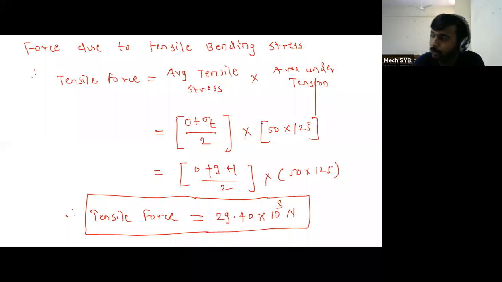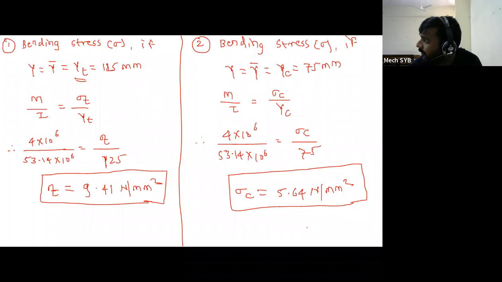Okay, so have you understood this problem? Now we are able to calculate the y-bar distances. We are able to calculate the Ixx values, and further calculation is very simple by using the bending stress formula. M upon I is equal to sigma upon y.